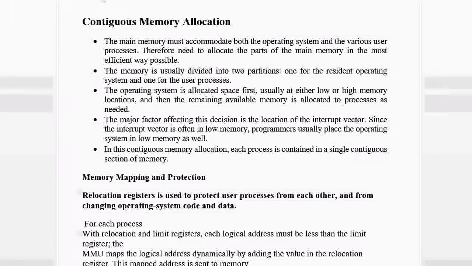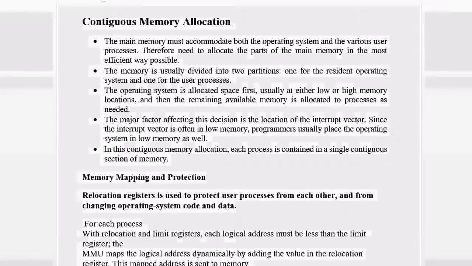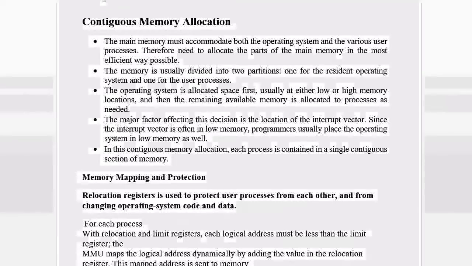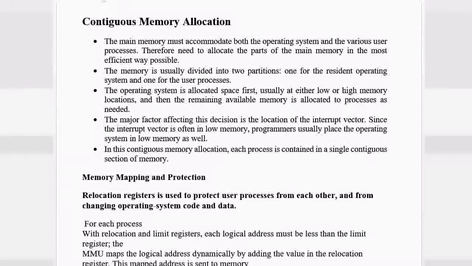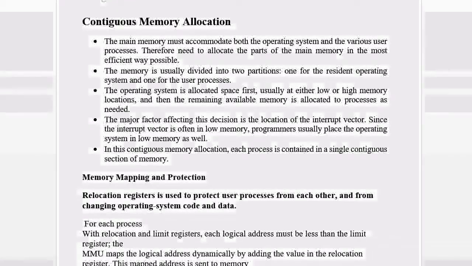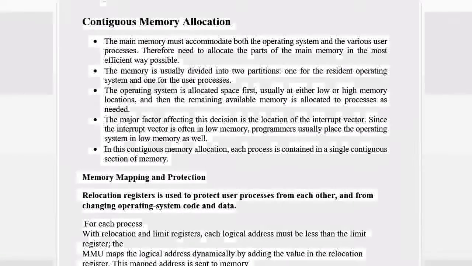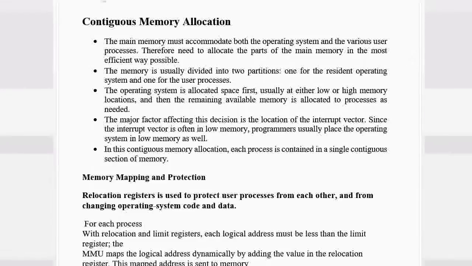So usually the main memory consists of the operating system as well as the user programs, and memory is divided into two partitions, one for the resident operating system and one for the user processes. Since the operating system is allocated space first, usually at either the low or the high memory, the remaining available memory is allocated to the processes as needed.